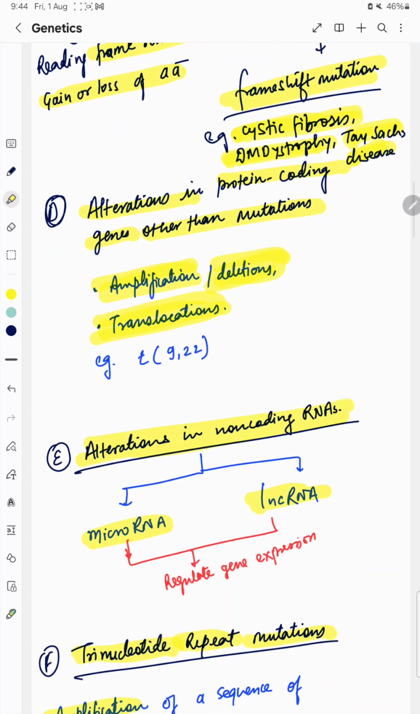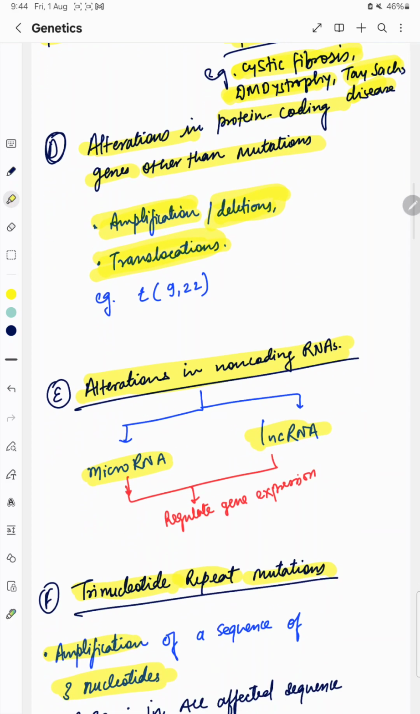Alteration in non-coding RNAs, microRNA and long non-coding RNA. They are responsible for the regulation of gene expression.